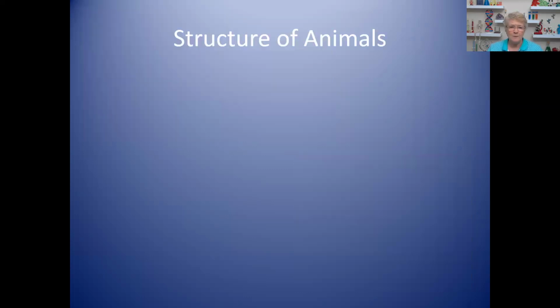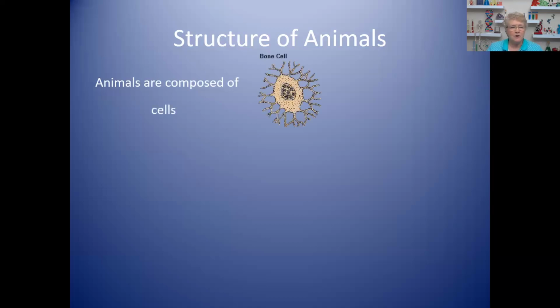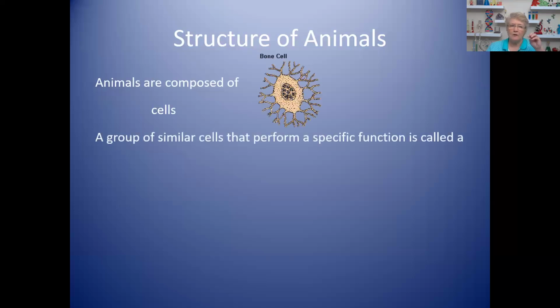Now, remember that animals are composed of what's the smallest particle? When we look at organization, what's the tiniest thing that all living things are composed of? Cells. Yep, cells. So cells are what animals are composed of. They are the smallest unit of structure and function. So what do we call a group of cells that are kind of like one another? They're similar and they perform a specific function. What do we call that? Mohammed?